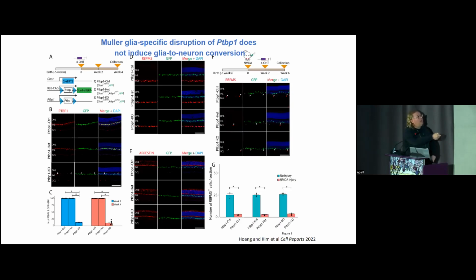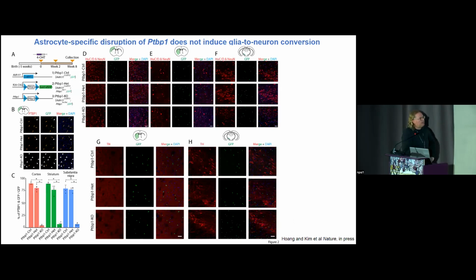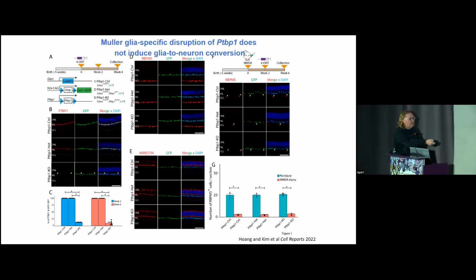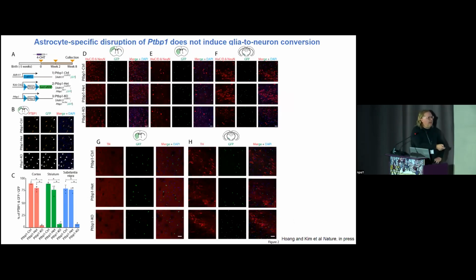So the previous claim was that basically you took out PTBP1, all the glia turn into ganglion cells, which in turn reconnect with the brain and are perfectly functional. We see nothing. In fact, PTBP1-deficient glia remain glial. They don't downregulate any glial markers. What about in the brain? Well, that work was published last year in Cell Reports. This is coming out essentially any day in Nature, where we disrupted PTBP1 in astrocytes using the ALDH1 CreER transgenic line.